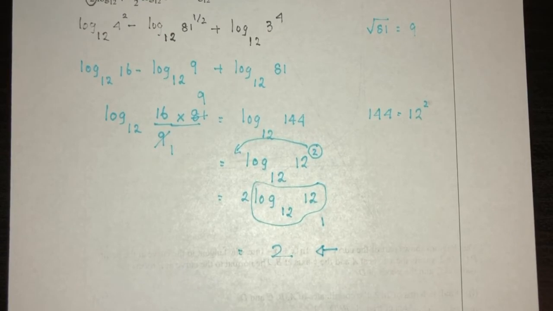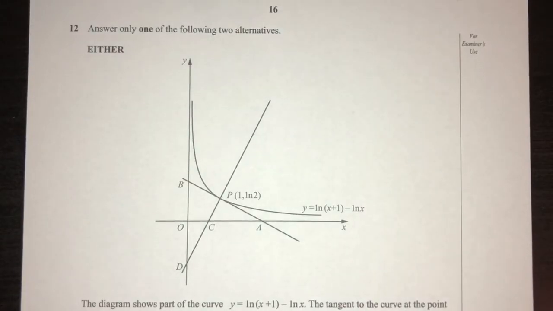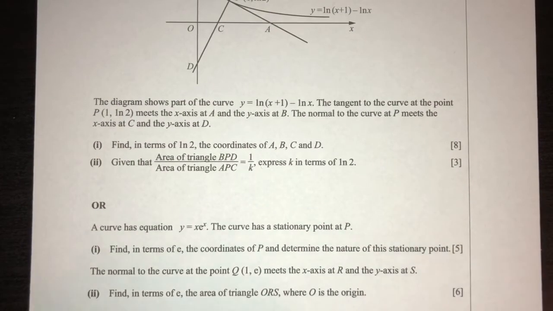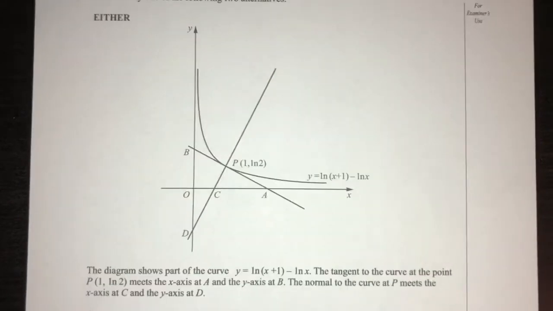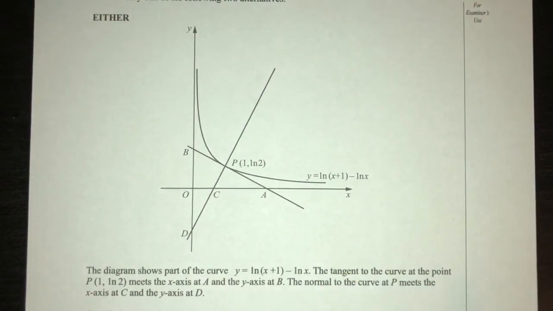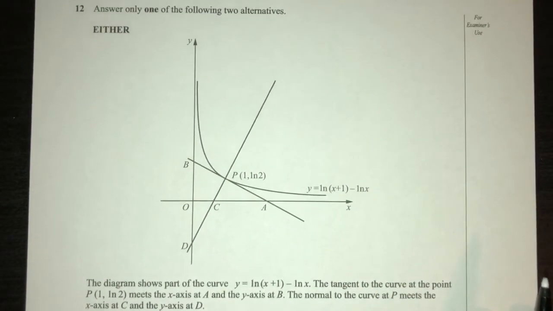And I think that's your question number 11. Okay, so let's move on to question number 12. Answer only one question in the following. So in this question, we have two choices. We have two options. We can choose this question or this first one. But of course, I will be doing both of them. Don't worry. So let's move on to this one.